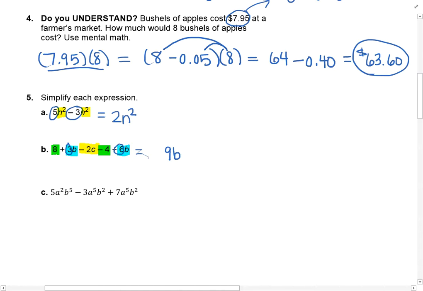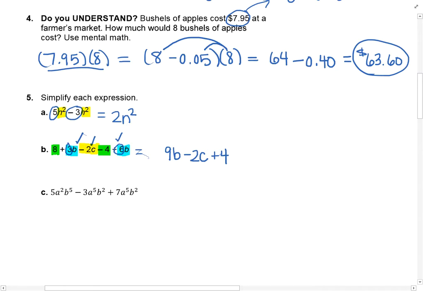Usually constant terms go at the end, so I'm going to do the c's next. So -2c didn't have anybody to combine to, so I'm just going to copy it. So I've got that one, and that one, and now I need the constants. So just what's 8 minus 4? It's 4. And there's your answer.